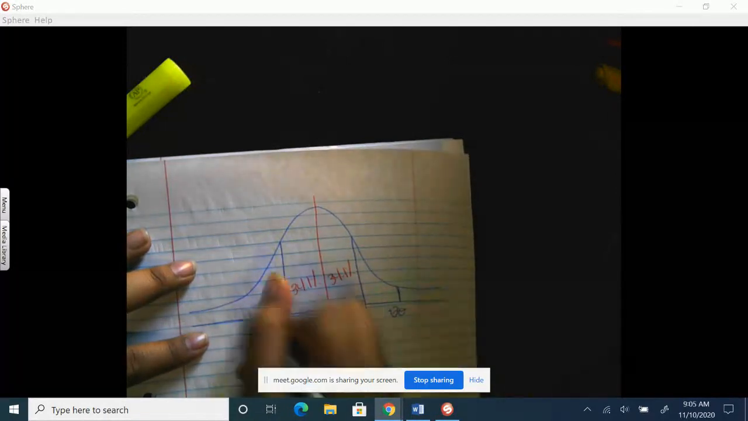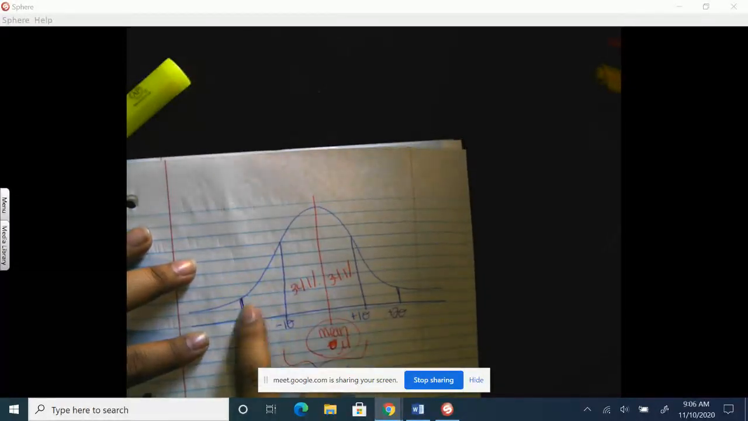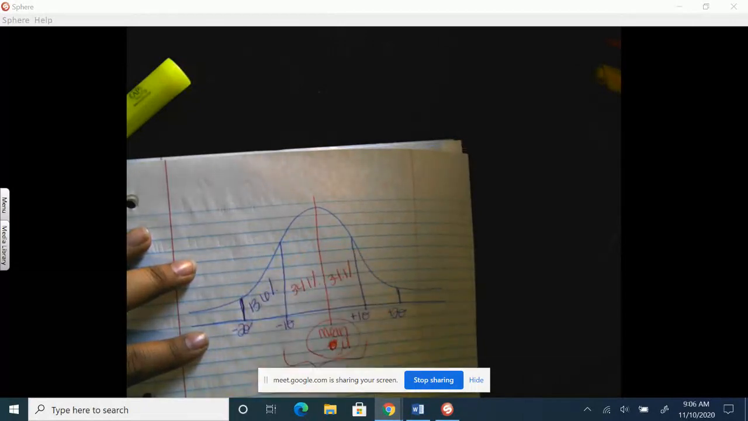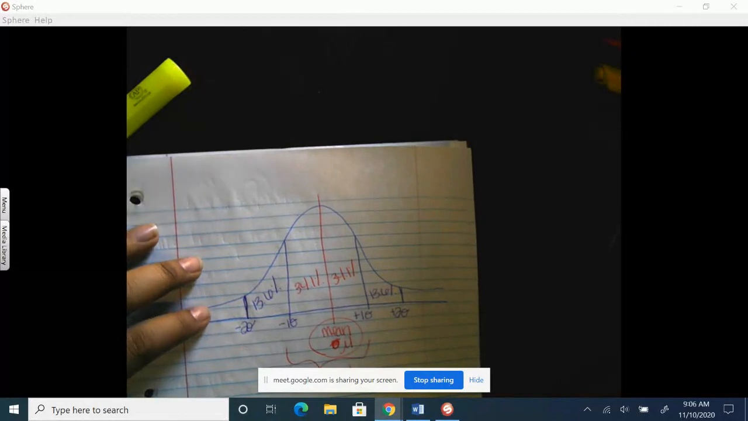Now, if we extend it to 2 standard deviations, if we add 2, and also if we subtract 2, this here represents 13.6% of the population, as well as this side, 13.6%. So now, within 2 standard deviations, we're going to add that part. So from here to here.